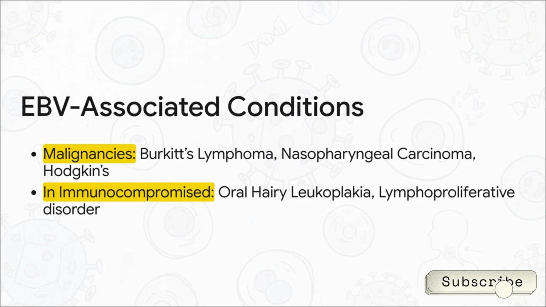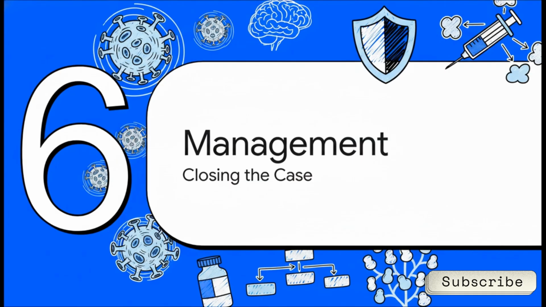Now switch gears to immunocompromised patients. In them, you need to think of oral hairy leukoplakia, those white, kind of hairy-looking patches on the side of the tongue, and other scary-sounding lymphoproliferative disorders. Okay, let's wrap this up. We know how to spot it, how to diagnose it, and we know its long-term risks. So let's close the case. How do we actually manage a patient with mono, and can we prevent it?